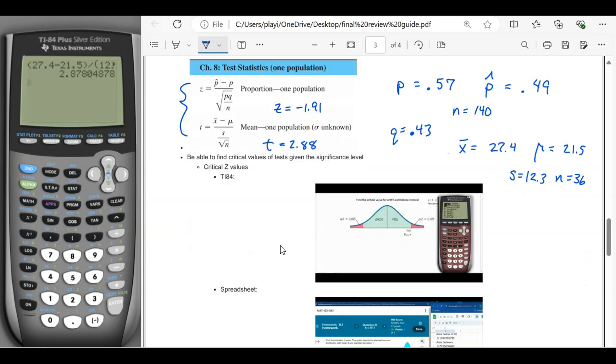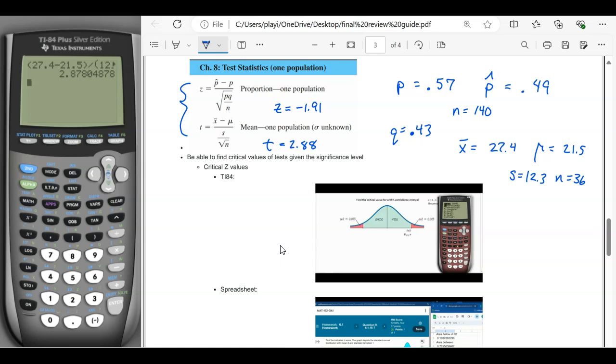All right, and then be able to find those critical values of the test when you're given a significance level. These are the test statistics that we just did, but the critical values are the numbers that these test statistics have to be larger than, in absolute value if they're negative, for them to be considered significant, or for us to reject the null hypothesis.